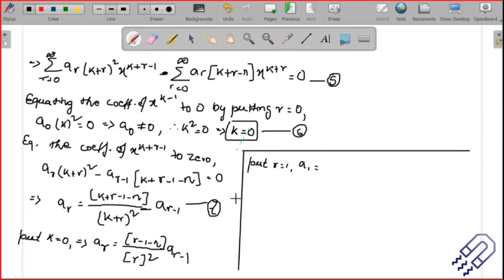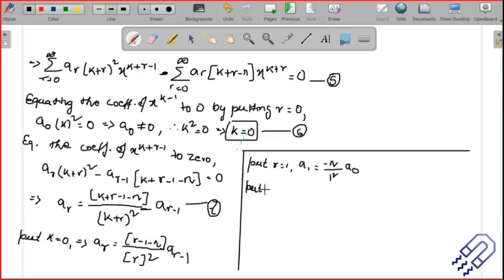a1 is equal to, so if r is equal to 1, 1 minus 1 will get 0, and this will be minus n. So a1 would be minus of n divided by r square. So r is 1, so it is 1 square here, and this is 1 minus 1, which is 0, so I can write it down as a0. So a1 is in terms of a0.